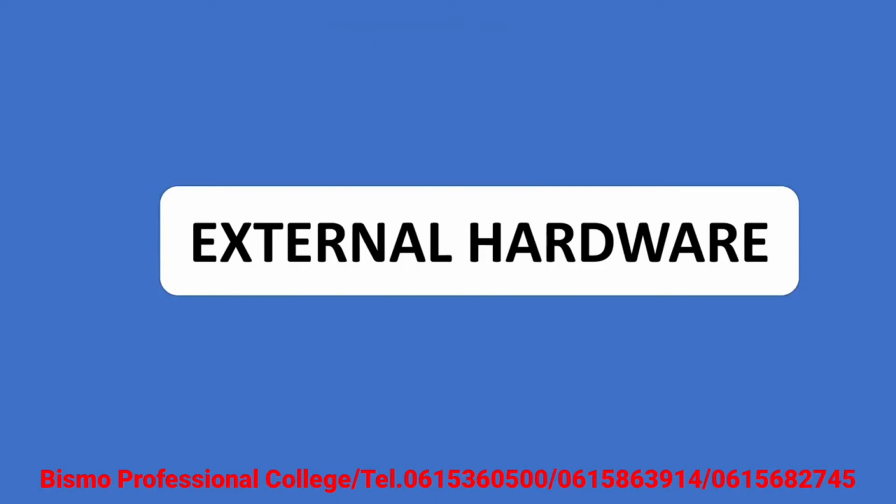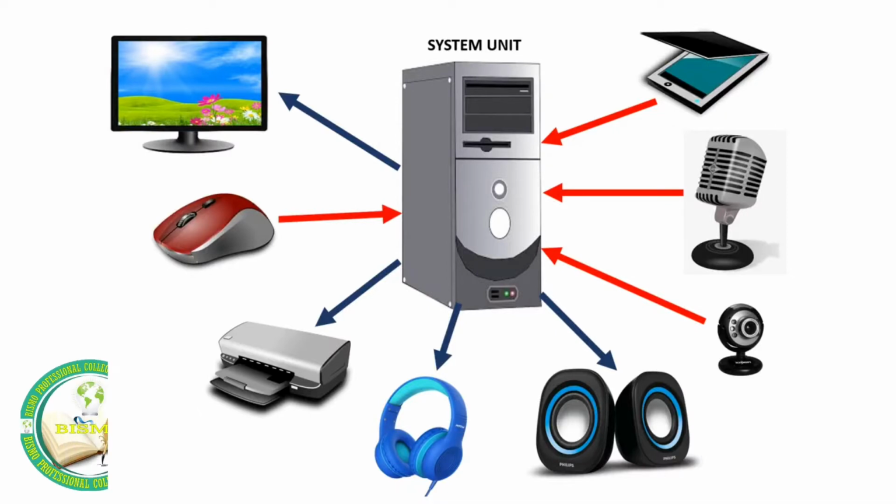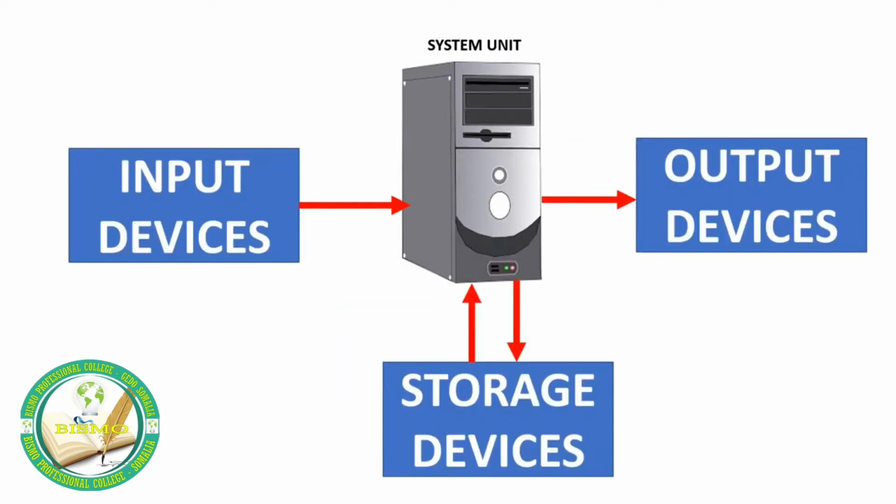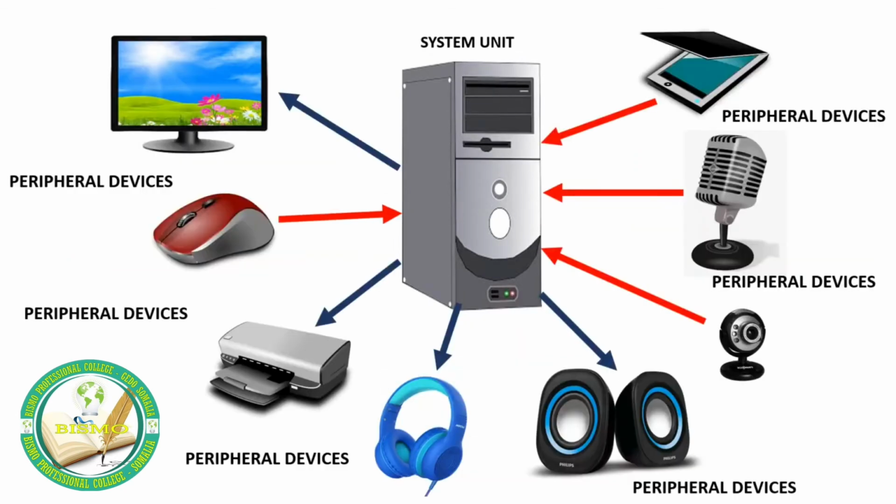External hardware. External hardware are hardware found outside the system unit, and they are connected to the system unit. They are input devices, output devices and storage devices. External hardware components are called peripherals.